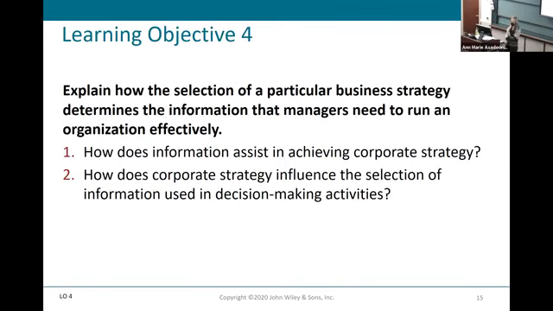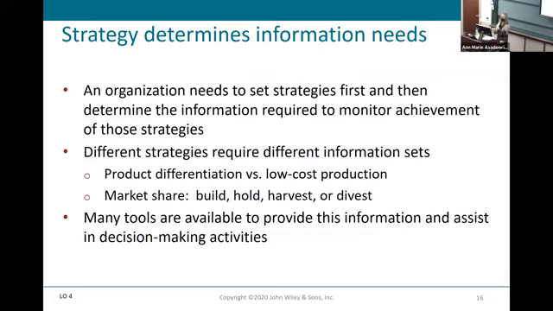So again, here's your learning objective. Can I answer these questions when we're done with this section of the overhead? How does information assist in achieving corporate strategy, and how does corporate strategy influence the selection of information for decision making? Okay, so let's talk about strategy. So an organization needs to set strategies first, right? What are my strategies? What are my goals here? And then determine the information required to monitor or achieve those strategies. Different strategies require different information, right?